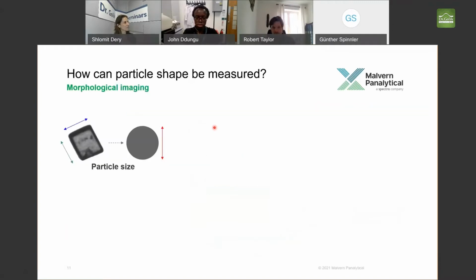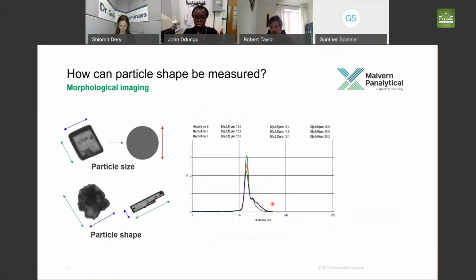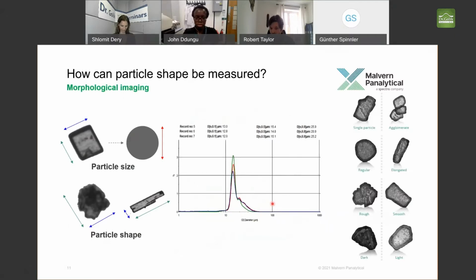Right, so what we're doing here then is that we're taking images of particles, determining their size, determining their shape, and because we're measuring many thousands of them, we can get some statistical information, so distributions. This one's of a size distribution, but of course we can also get some shape distributions as well. And the ultimate goal here is to make some inferences about your sample. Is it mostly single primary particles, or do we have agglomerates present? Are they regular in shape or irregular or kind of elongated like this one? Rough, smooth, dark, light, that kind of thing.